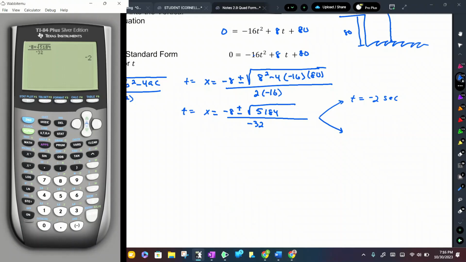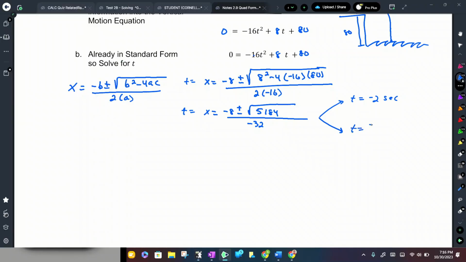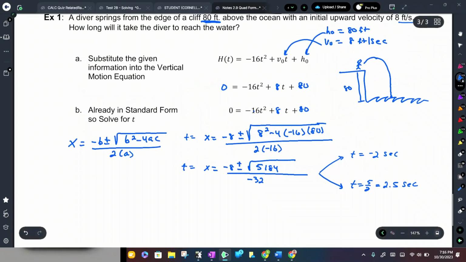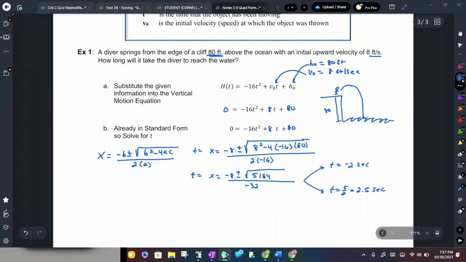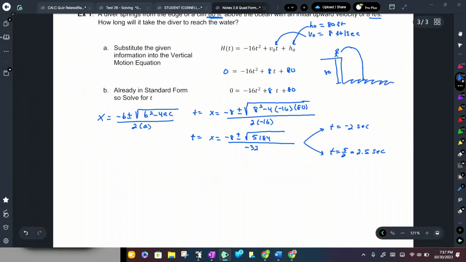Let's pull up my calculator. The nice thing about these calculators is we can do some fun editing. So I move up, copy this, scroll over, and change this to subtraction. So now it's -8 minus, and that's going to give me my other solution. This is 5/2, so that's 2.5. We get t is equal to 5/2, or 2.5 seconds.